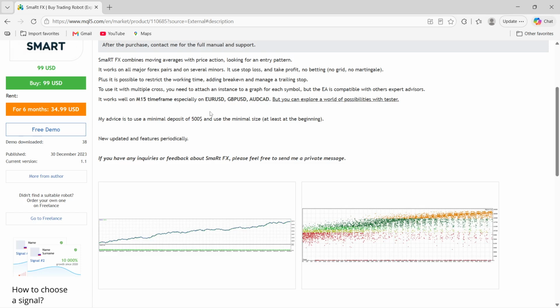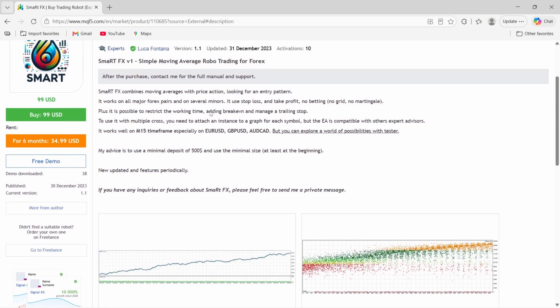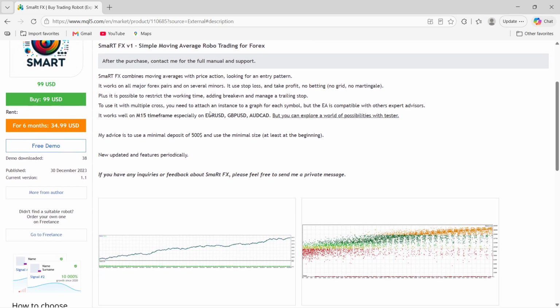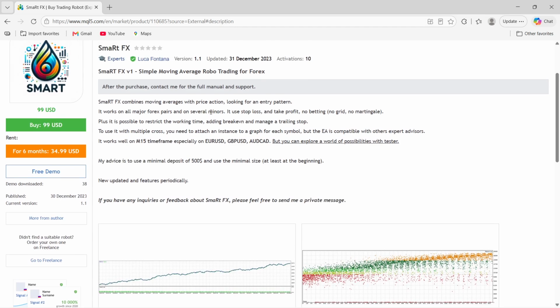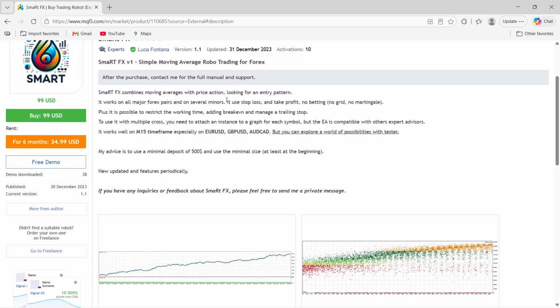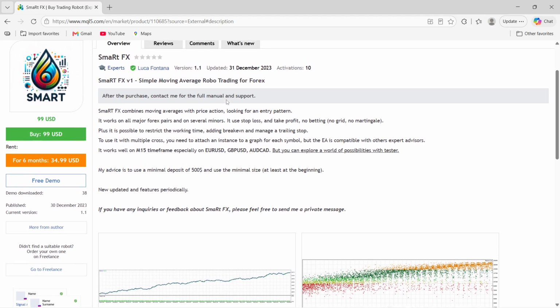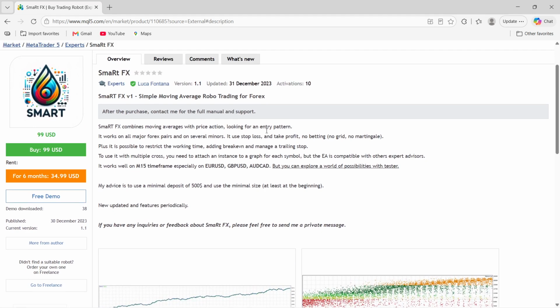All right. So as for the strategy, the first big point is SmaRt FX is marketed as a moving average plus price action robot. They say it combines moving averages with price behavior to find trading opportunities. In practical terms, that usually means it looks at one or more moving averages to decide trend direction or bias. It waits for some sort of pattern in the candles or price swings before entering as well. They also emphasize that it works on all major forex pairs and several minors, and that it's optimized or at least recommended for the M15 time frame. You can see that over here.